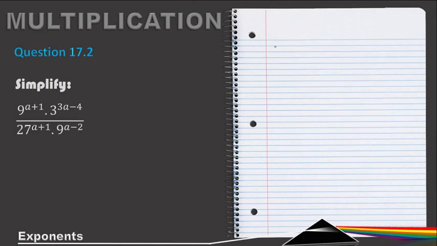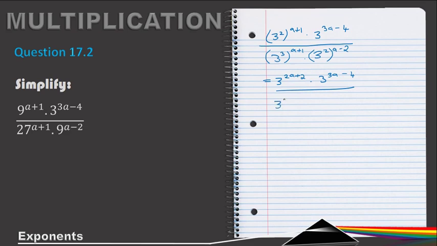For question 17.2, once again, start by prime factorizing, so that's 3 squared to the power of a plus 1 times 3 to the power of 3a minus 4, over 3 to the power of a plus 1 times 3 squared to the power of a minus 2. Then we multiply out the brackets. We've got 3 to the power of 2a plus 2 times 3 to the power of 3a minus 4, over 3 to the power of 3a plus 3 times 3 to the power of 2a minus 4.